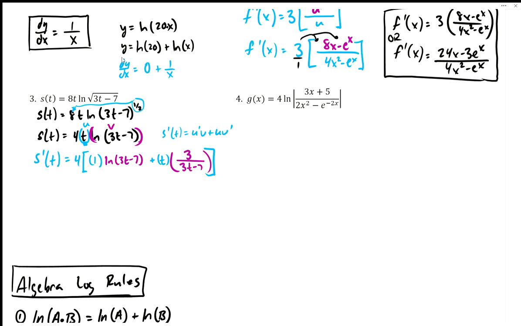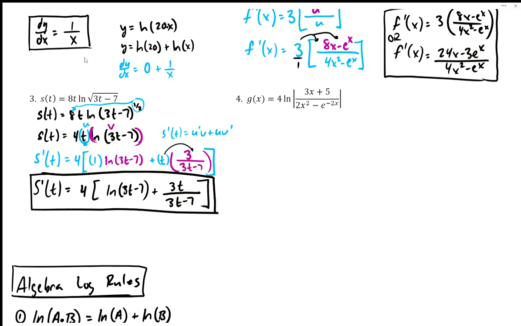Okay, and then now we need to just simplify. Okay, so we get s prime of t would be 4, and then ln of 3t minus 7. And then this t right here and that 3 would multiply, so we would rewrite it as 3t over 3t minus 7. Like that. Okay, and that should be fine.